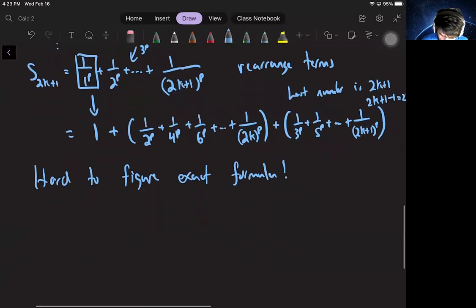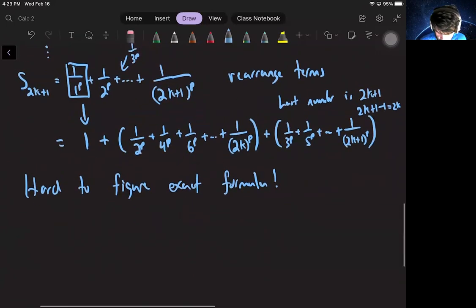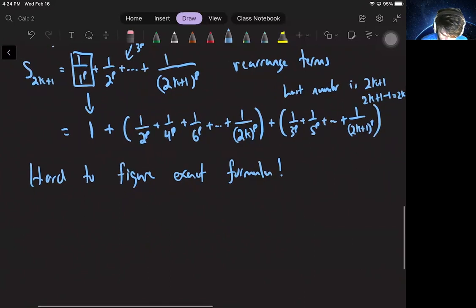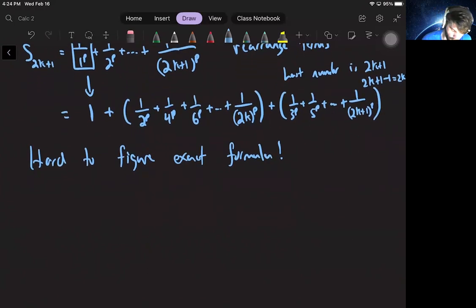So instead we say, can we make this be less than or greater than something else? And then that something else will be easier to deal with. So here's what we have to notice. We're going to compare these things to each other. So how do those compare?